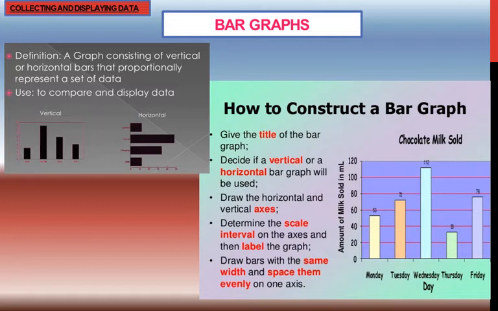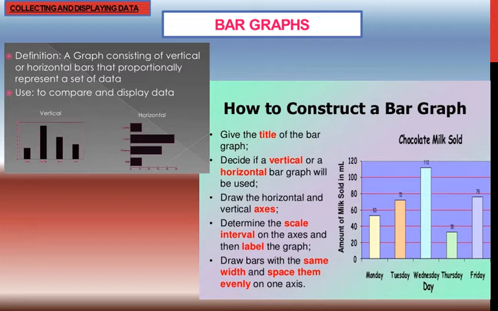Now, how to construct a bar graph? Here you can see a bar graph. First you should draw the frequency table, then give the title of the bar graph. The title is very important. Decide if a vertical or a horizontal bar graph will be used. Then draw the horizontal and vertical axes, the x and y axes. Determine the scale interval on the axis and then label the graph. You have to see the frequency table, what the values are, and determine the scale interval.